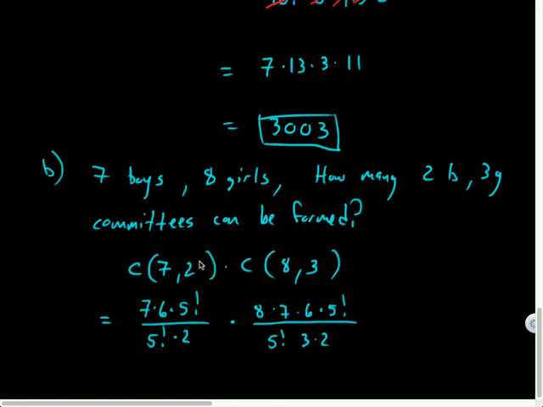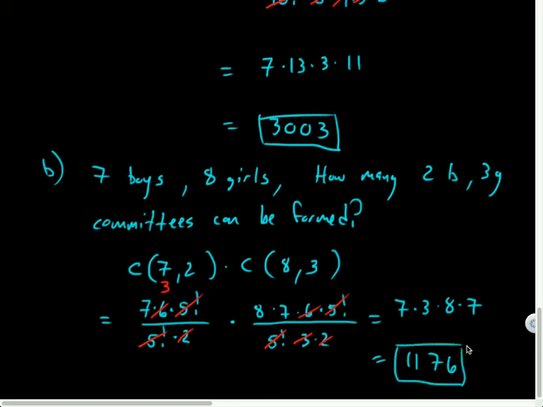Let's cancel out what we can here. For the boys, 5 factorial and 5 factorial. For the girls, 5 factorial and 5 factorial. For the girls, 3 times 2 is 6. And for the boys, I can cancel that 2 with that 6 and get 3. So I'm getting 7 times 3 times 8 times 7. I don't think I missed anything. So I get 1,176 different groups.